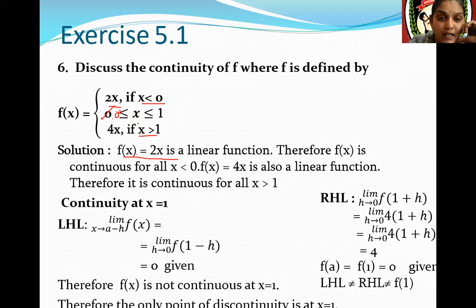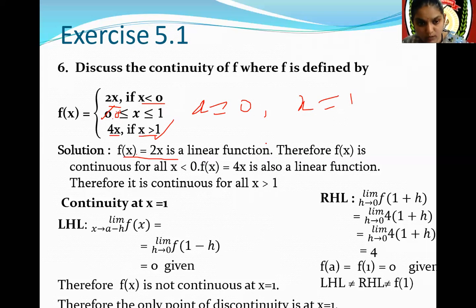When it exceeds 1, we have again 4x. 4x is a polynomial, it's also continuous in its domain, so this holds for all x greater than 1. Then what are the points of break or joint here? Here x equal to 0 is one point and x equal to 1 is another point.